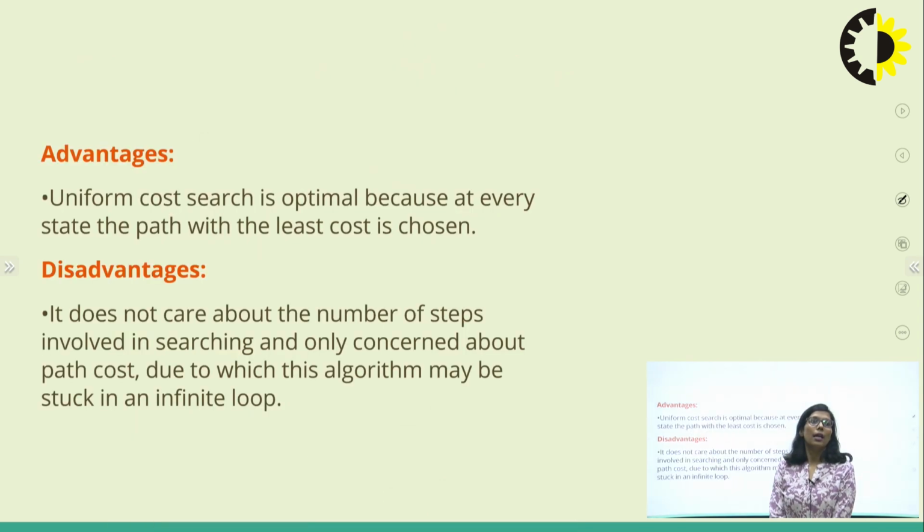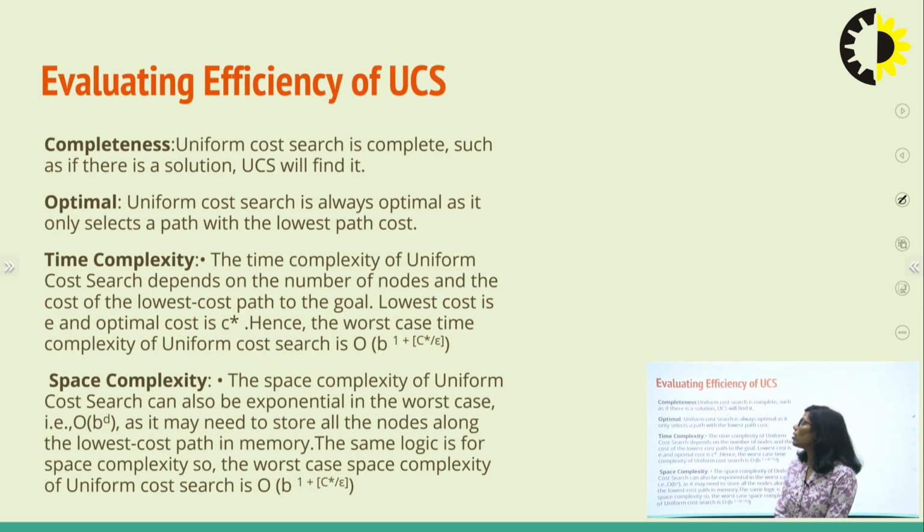Okay. Now, the advantage is that it is optimal, because since it is based on BFS, and BFS is optimal, therefore you can say UCS is also optimal. And it does not care about the number of steps involved in searching and is only concerned about the path cost. This is your disadvantage. Okay. So, in such cases, the algorithm can get stuck in an infinite loop. Next is evaluating the efficiency of UCS. It is a complete algorithm.